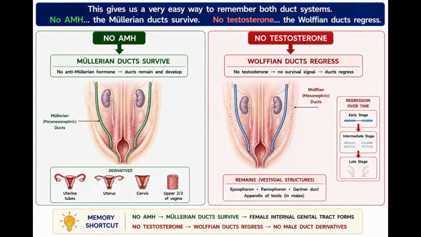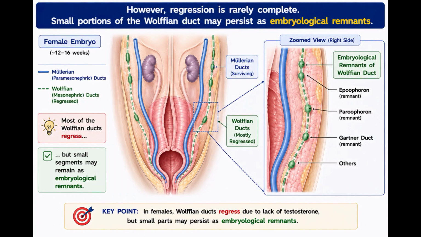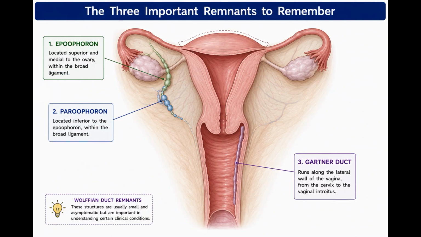This gives us a very easy way to remember both duct systems. No AMH, the Müllerian ducts survive. No testosterone, the Wolffian ducts regress. However, regression is rarely complete. Small portions of the Wolffian duct may persist as embryological remnants. The 3 important remnants to remember are epoophoron, paroophoron, Gartner duct.